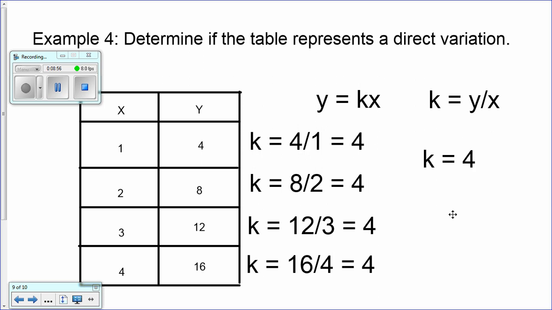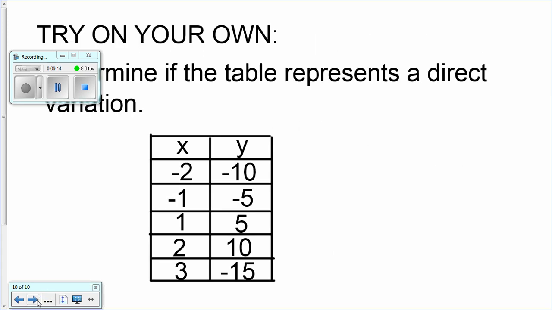Okay, so where the k is 4, so I would write my equation y equals 4x. That's why it's special, is that you don't need 2 points to figure out the slope. You only need 1. Okay, and then it should be the same thing for every single point. Alright, so you're going to try this one on your own to see if it's direct variation. So you need to test it to find out if it really is.